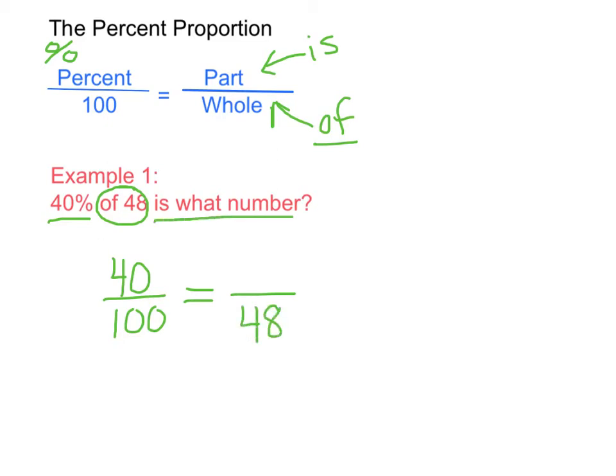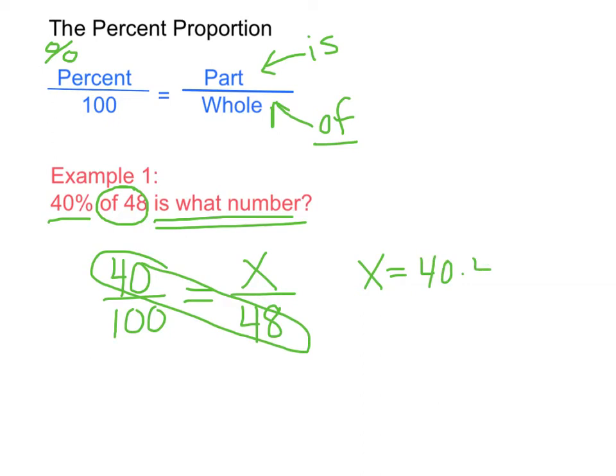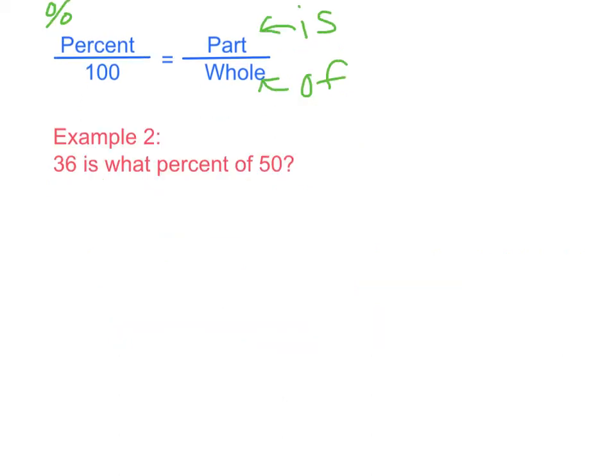Finally, we see is what number? Well, we don't know what number, so we're going to put an X right there in the is spot. Now, you should know how to solve a proportion by now. Usually we circle the diagonal that has the 2 numbers, and X equals 40 times 48, and then divided by the number that's not circled. In this case, it's 100. You throw that into a calculator, and you'll see that X equals 19.2. And if we were talking about money, then we would say that that is $19.20.